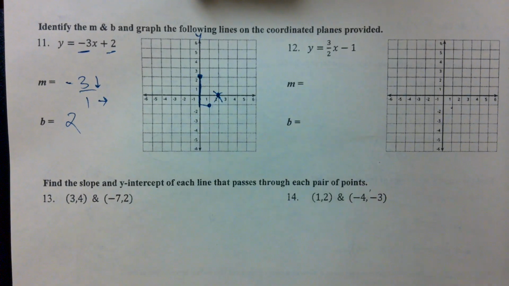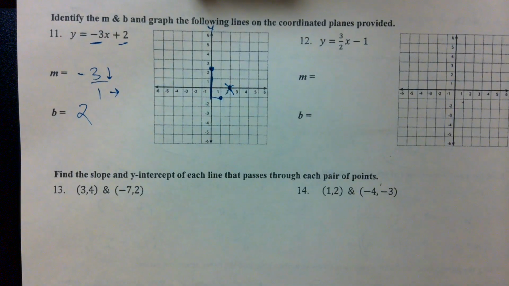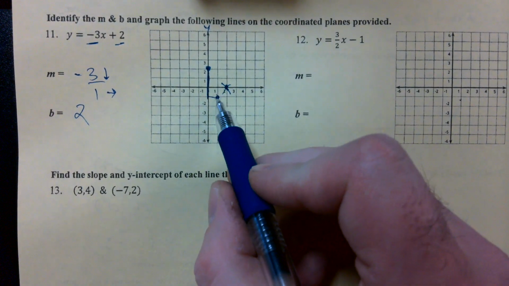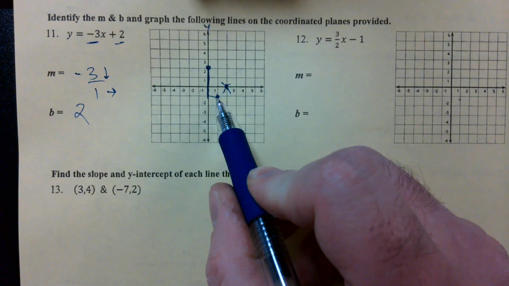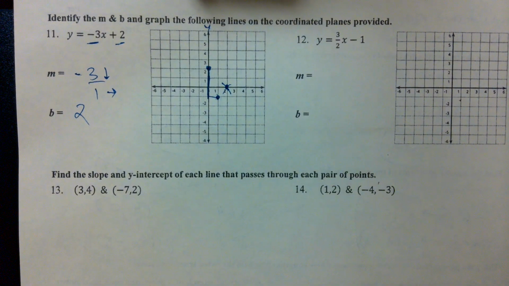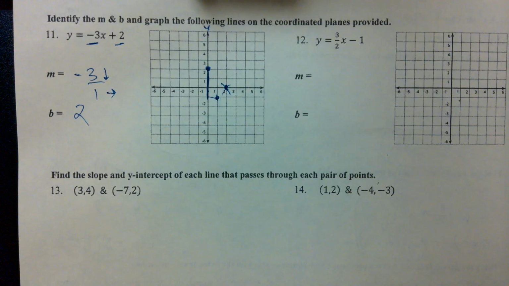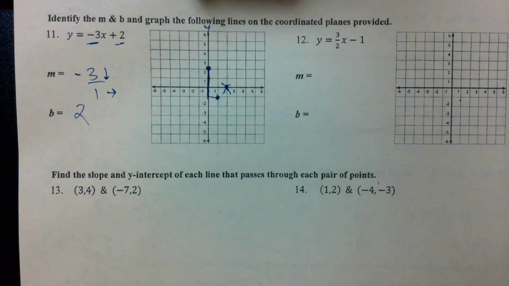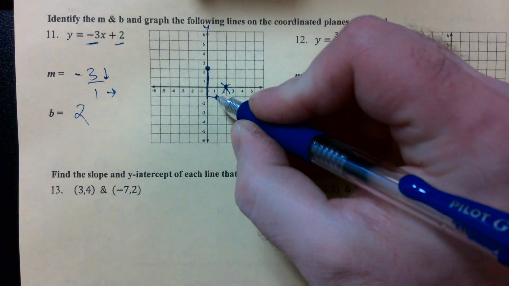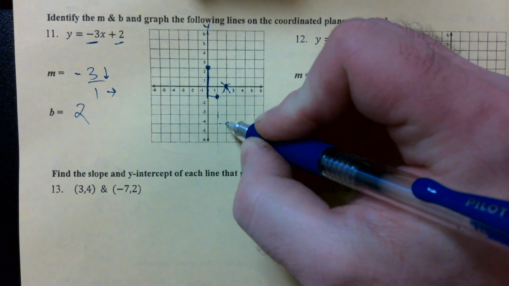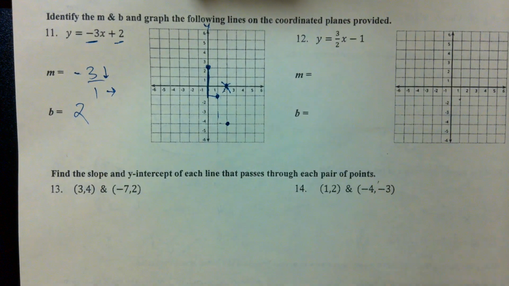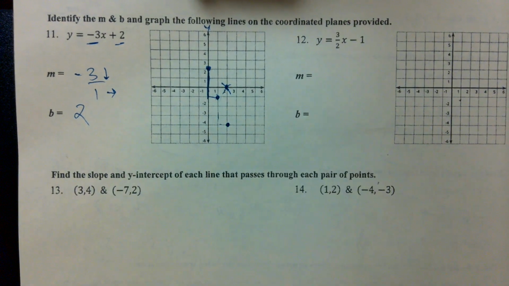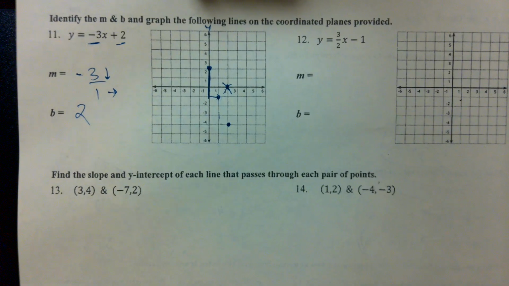Great job. What do I do now? I made my dot. I graph it. Draw a line through it. Michelle? Graph another point. I'm going to follow that pattern again. Down 3, right 1. Great job, Michelle. Can I go down 3, right 1 again? No. Now can I draw my line?